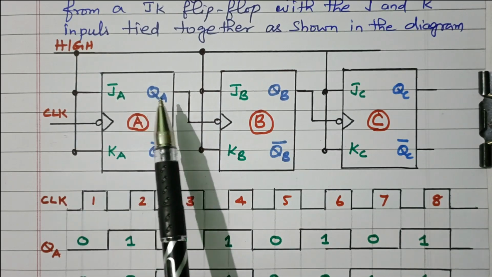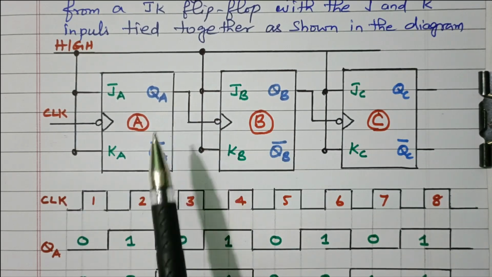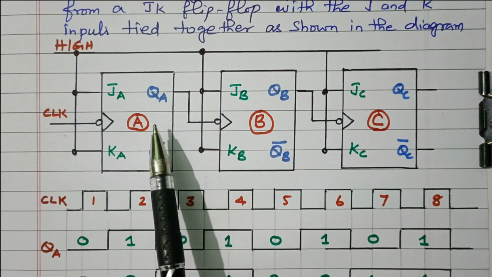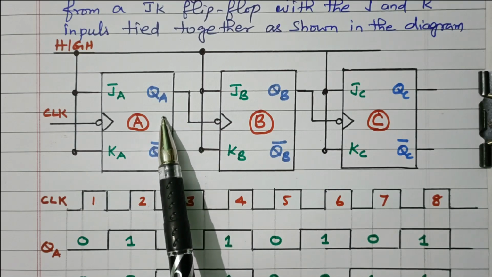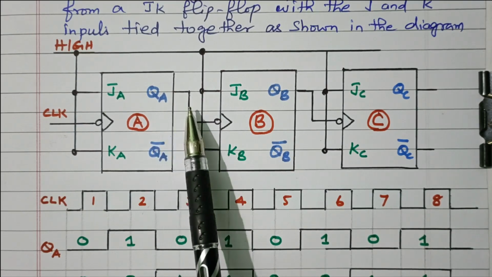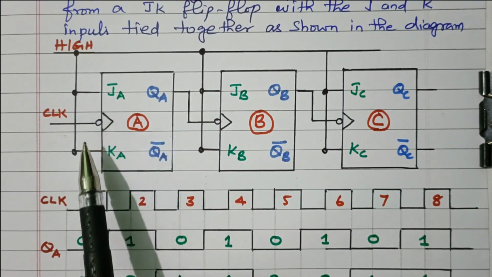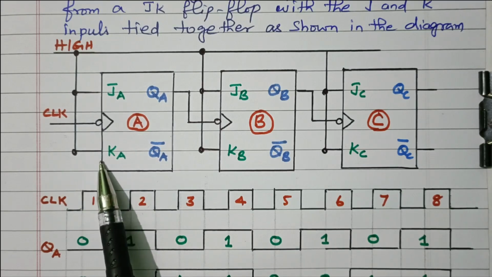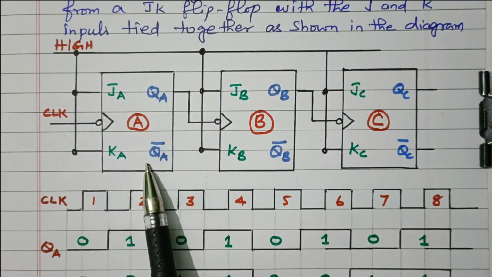0 will change to 1, and 1 will change to 0. Previous state, next state, we know that. Previous state 0 means the next state will be 1. Previous state 1 means the next state will be 0, when both J and K inputs are 1. That is the nature of the JK flip-flop.